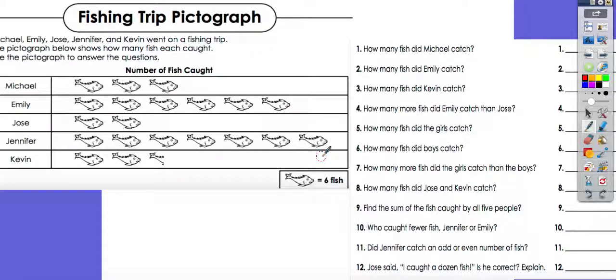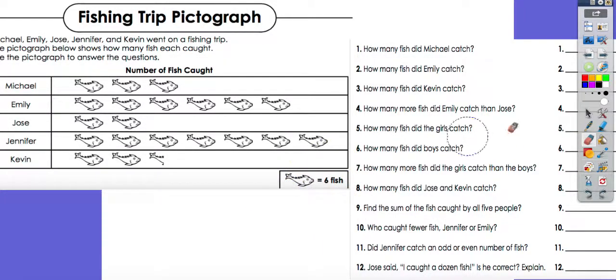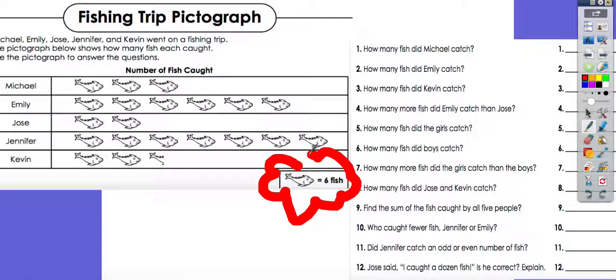Each picture usually has a key. Look at the key. In fact, I always draw a little bubble around it. You guys are used to seeing my bubbles. Let me show you a good bubble. I almost always take my pencil or my pen and I just draw a little bubble around it. This tells me, Miss Beals, I see the key and I'm using the key to answer the problem. So this key shows me that one picture of a fish is actually 6 fish. So that means I'm going to count by 6s when I figure each of these out.